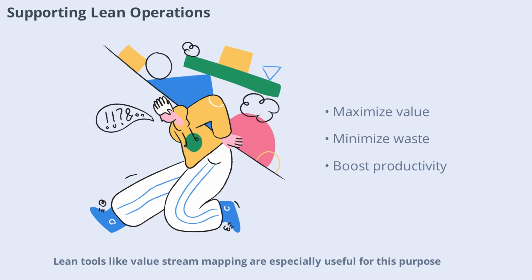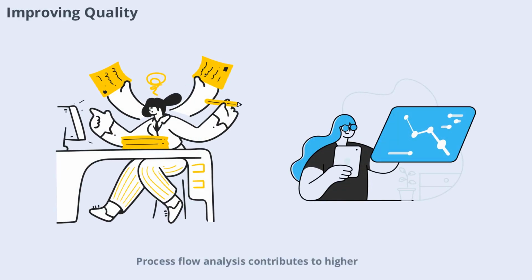Lean tools like value stream mapping are especially useful for this purpose. Process flow analysis contributes to higher quality by standardizing procedures and reducing variability. When each step is clearly defined and consistently followed, errors and defects become less likely. Quality control measures can be built into the process, ensuring issues are detected and addressed early. This proactive approach leads to more reliable outcomes and greater customer satisfaction.